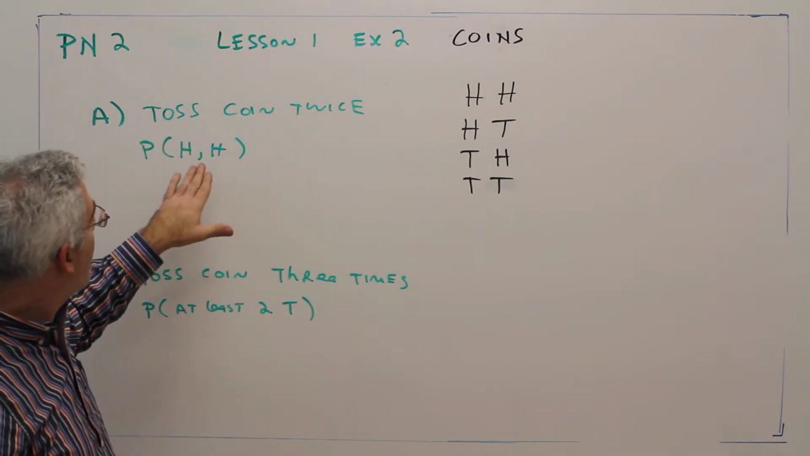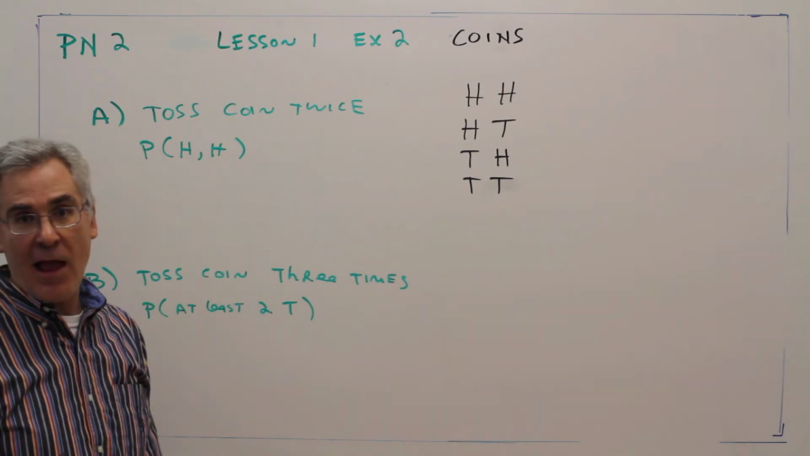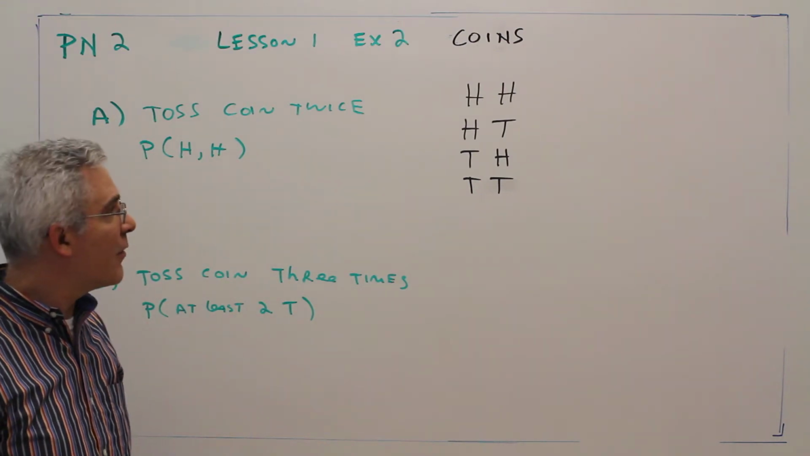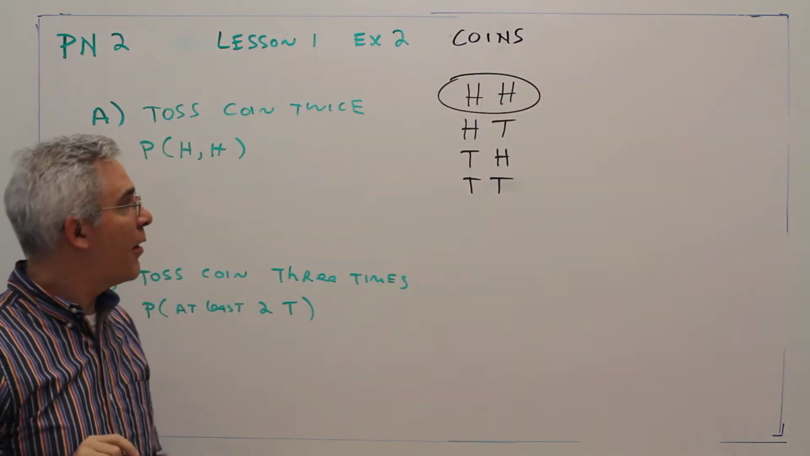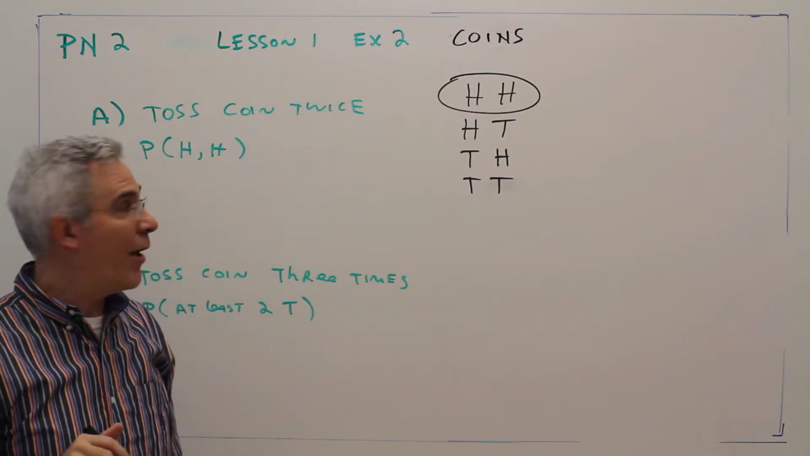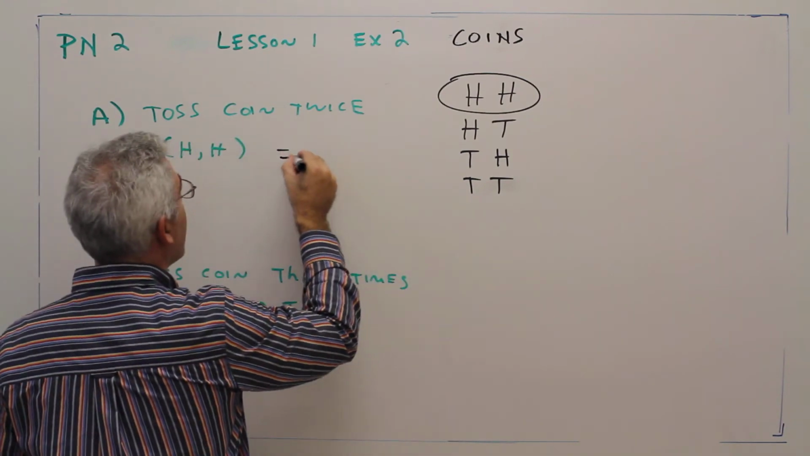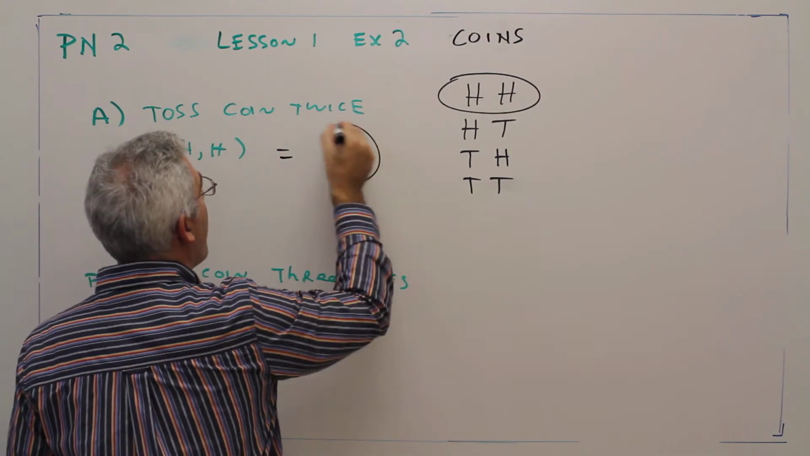And they want to know what's the probability of getting heads on both tosses. Well, there's one successful outcome out of four total outcomes. So the answer is 1 over 4.